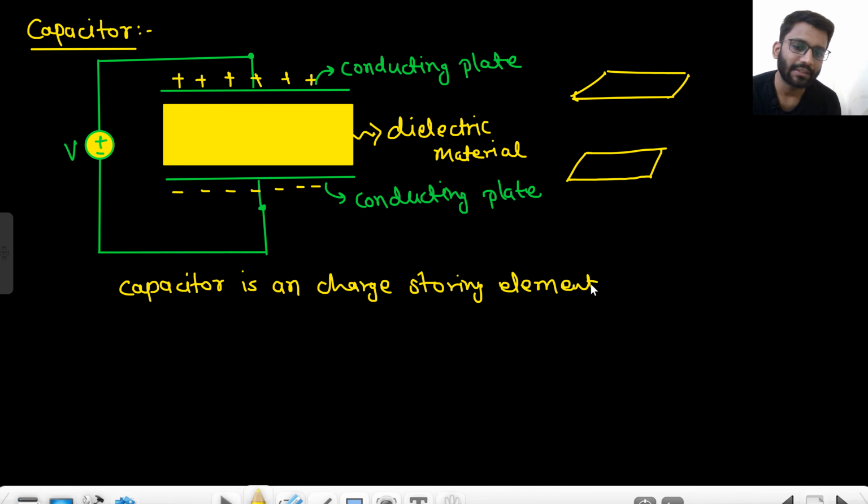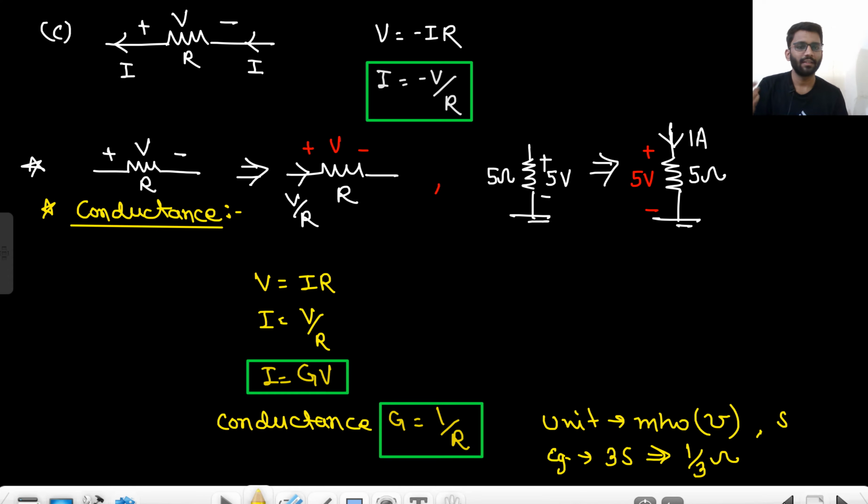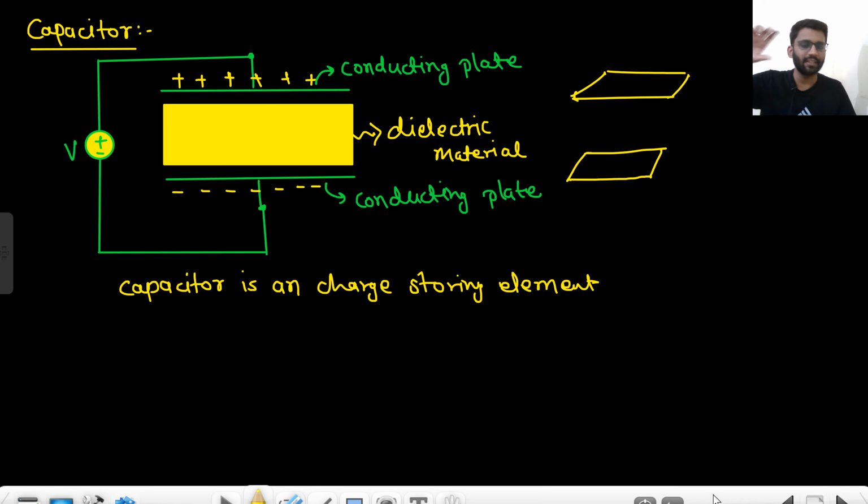Like in the previous analysis, what is the difference between resistor and resistance? Resistor is an element and resistance is a property. In the same way, capacitor is an element and capacitance is a property. So capacitor is a charge storing element.